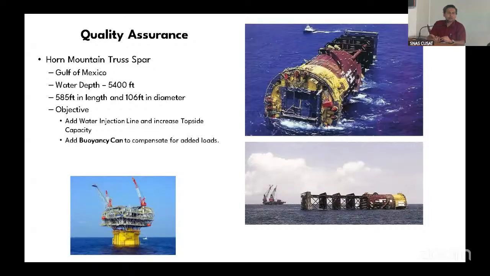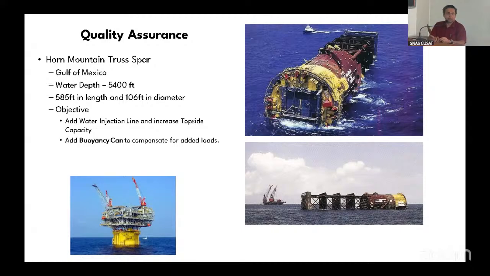Okay, so I'm going to talk a little bit about quality assurance. This is another project that we did. I'm not going to name anybody in this project. This is a Horn Mountain truss spar. It's a truss spar in the Gulf of Mexico, water depth of 5,400 feet, and it was installed a long time back.